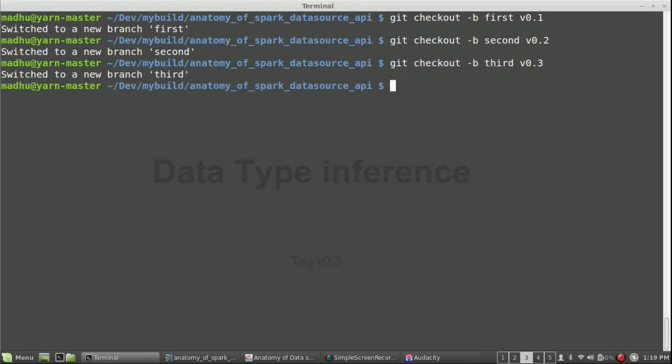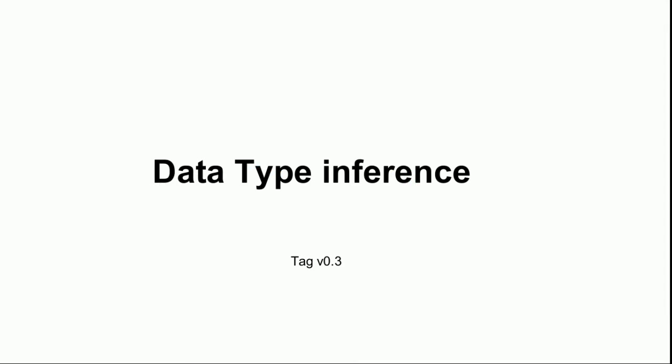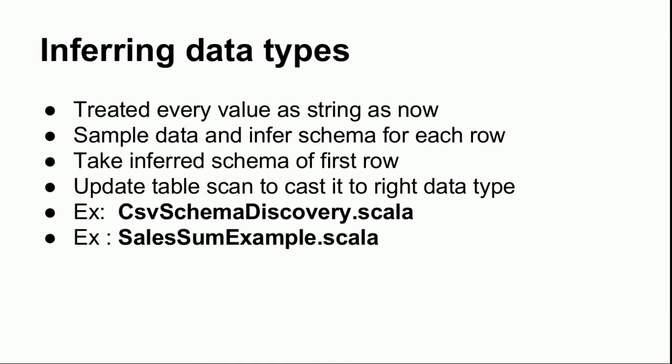Okay, so what are we going to do now? As of now we are treating everything as a string. Rather than taking a single line, we are going to sample the data, and for each of the rows we are going to infer the schema. So we say, okay, out of 100% of the data, take maybe 40%, and for each row infer the schema.